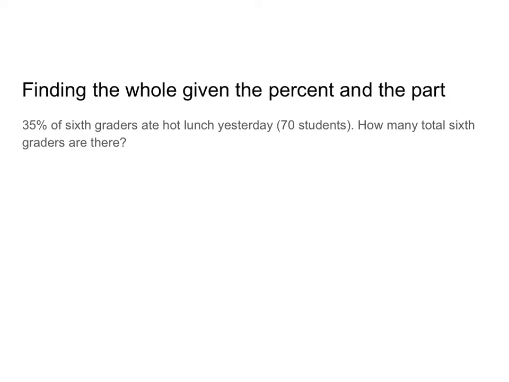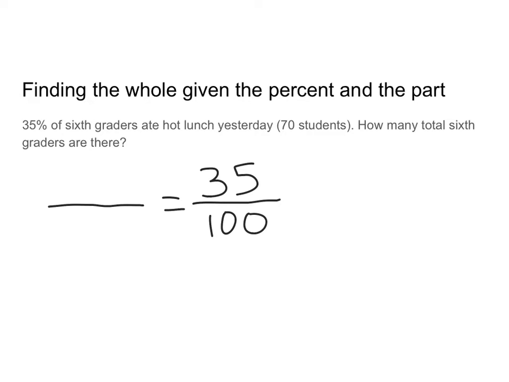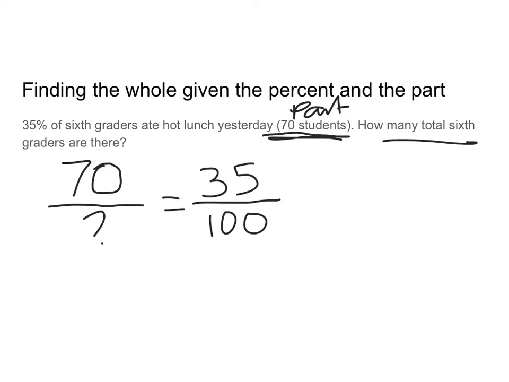So let's say that 35% of sixth graders ate hot lunch yesterday, which was 70 students. How many total sixth graders are there? So let's make up our ratio here. So we know that 35% of sixth graders ate hot lunch. And we know that that 35% comprised 70 students. So that's the part here. And then we were asked how many total sixth graders there are. So the unknown is that whole down below.